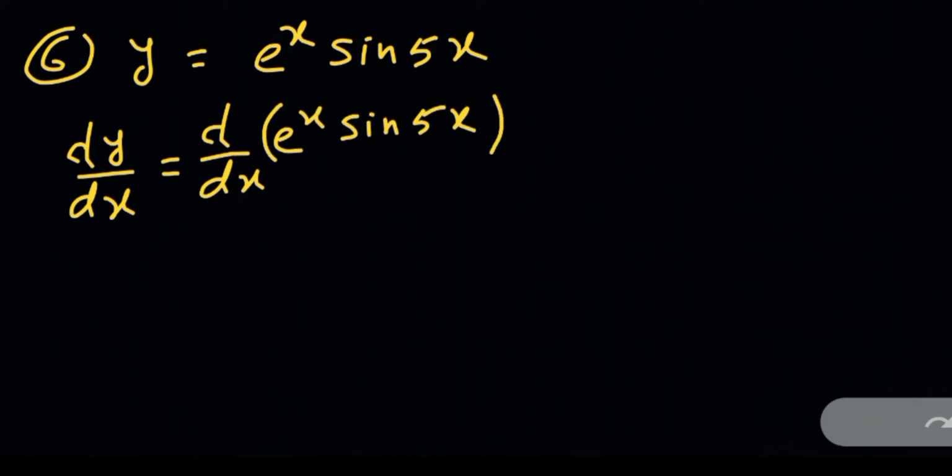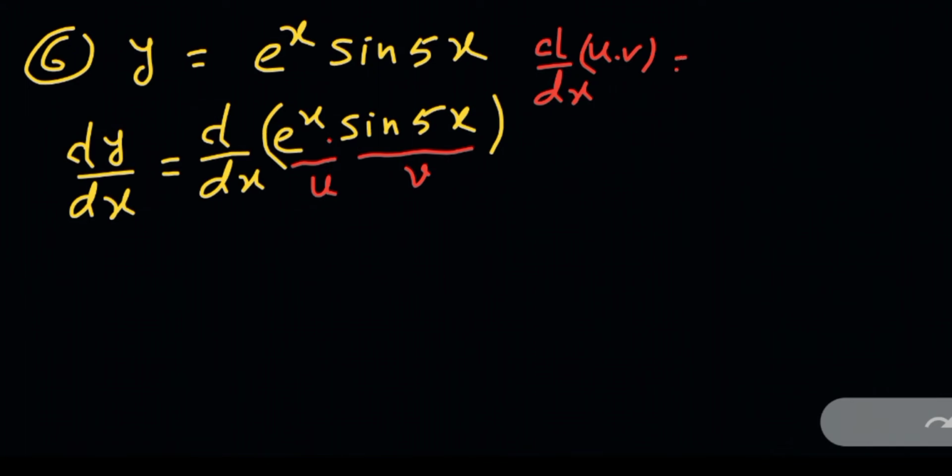Here you are seeing two functions. This will be u and this will be v. So I will use the u into v formula, which I discussed in the previous video also, and I will revise it again. The formula is u dv upon dx, u as it is, then the derivative of v with respect to x, plus v as it is and the derivative of u with respect to x. So this is the formula for u into v.